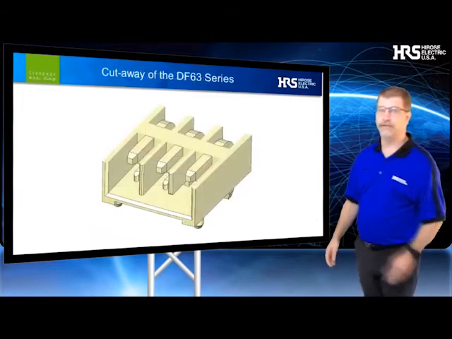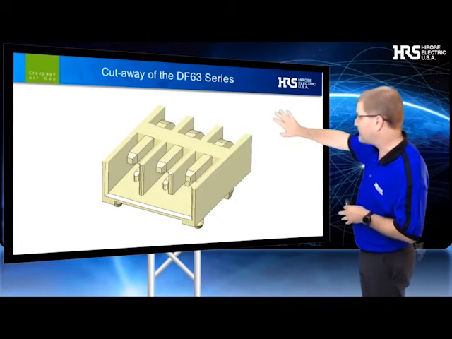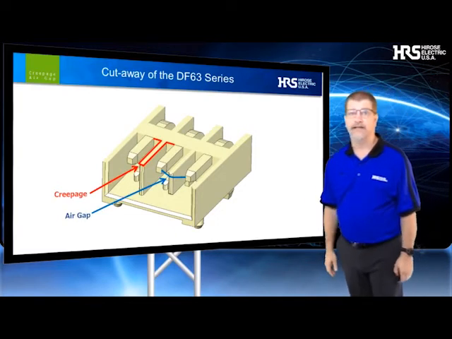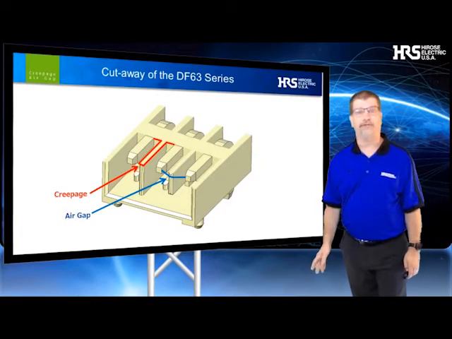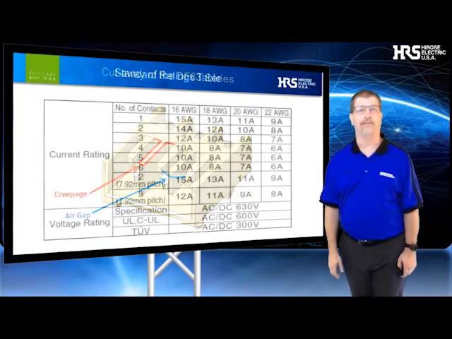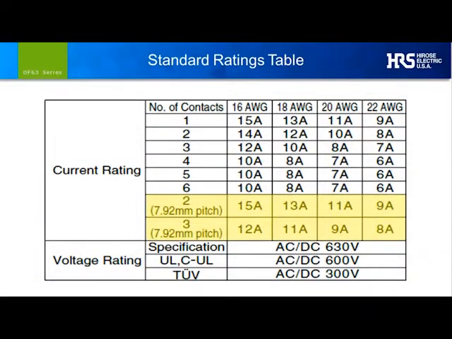If you take a look here at this picture of the DF63 series, you'll note that there are internal walls on the connector in between each contact that drastically increase the creepage distance and the air gap as well. I occasionally have users that don't need the high current of a larger connector, but they do need a greater contact pitch due to isolation requirements. Now, if we were to go back to our DF63 samples chart that we looked at earlier, we can see here that there's a 7.92 millimeter pitch version. By taking advantage of this option, you can still keep the connector size small while increasing the pitch above 7 millimeters, which I hear all the time.